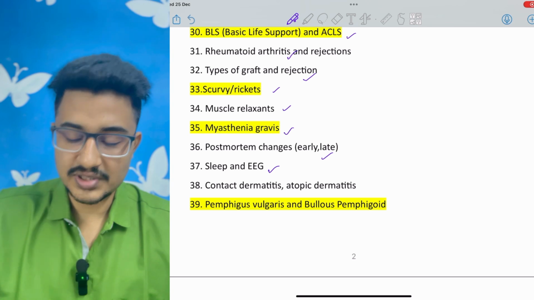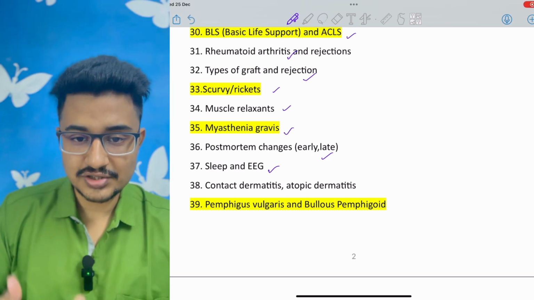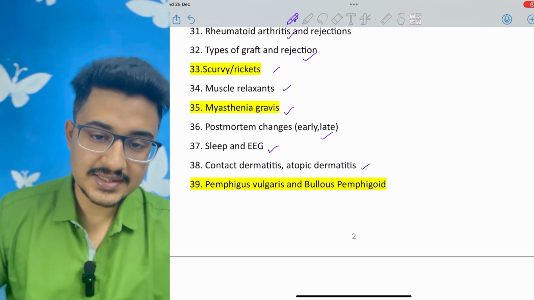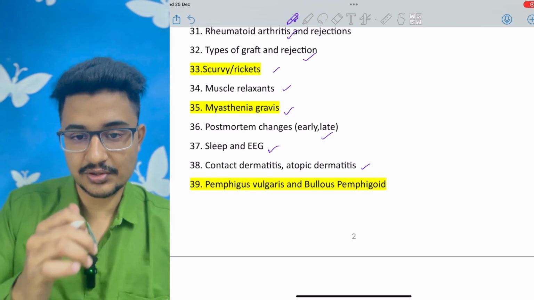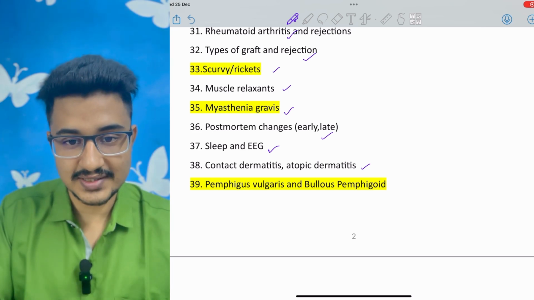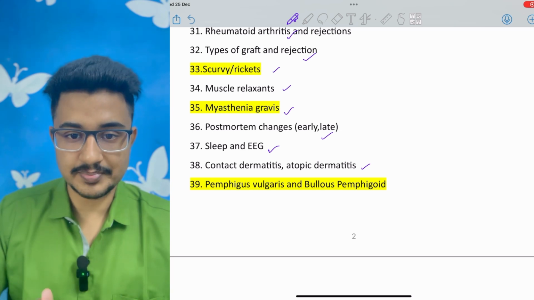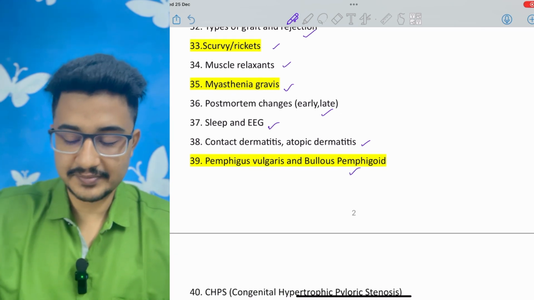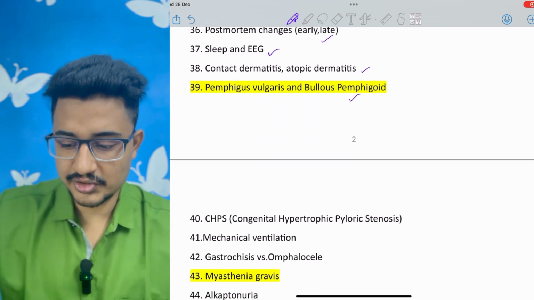Sleep and EEG, in most of the cases the EEG shows REM sleep only. Contact dermatitis, atopic dermatitis, and also the patch testing, because in contact dermatitis we do the patch testing, so patch testing is also important. Now pemphigus vulgaris and bullous pemphigoid, foliaceus is less commonly asked.